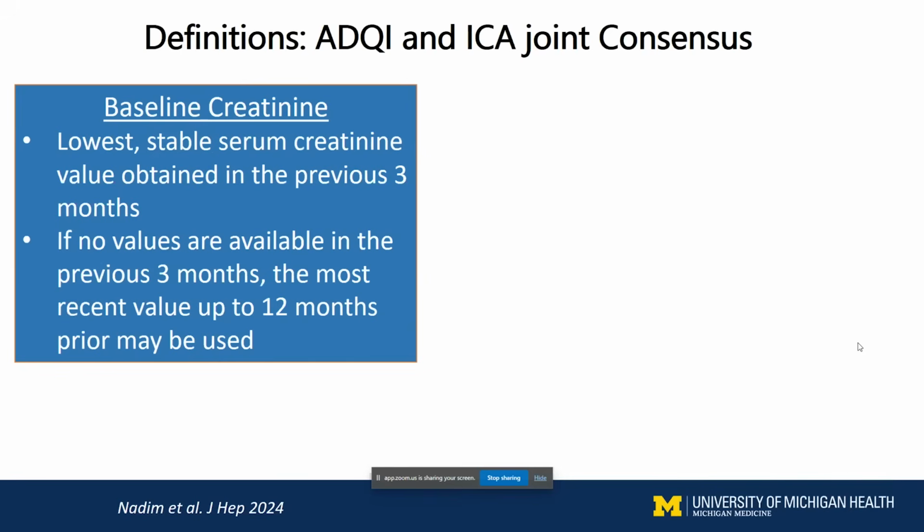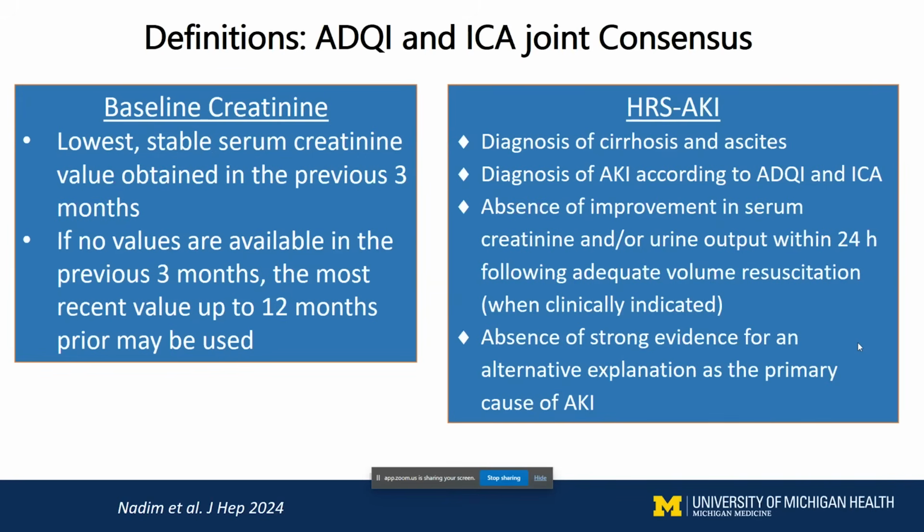However, the ADQI and ICA joint consensus says that if there is no value in the past 3 months, we can go back up to 12 months to find the baseline creatinine. That's the difference. And here, mainly, they are recommending absence of improvement in serum creatinine or urine output within 24 hours following adequate volume resuscitation when clinically indicated. They also recommended that HRS can occur in patients who have pre-existing kidney disease also. So that's the difference in the newer definition.